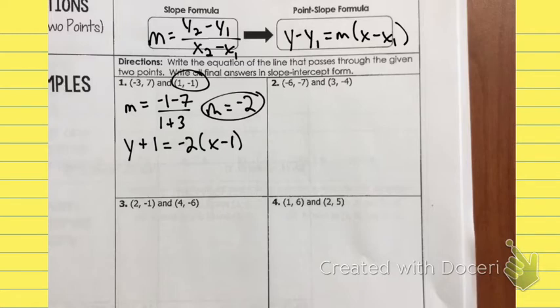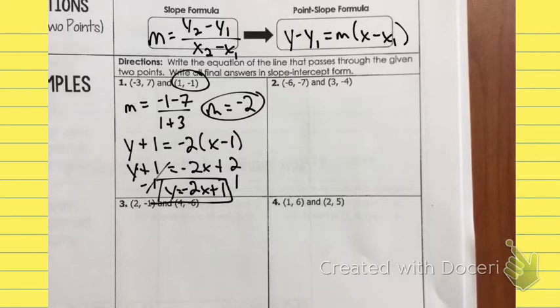I know in this equation up here it has the x1, y1. That doesn't mean you have to use the first point. It works for any point. You choose the point. That's fine. So I distribute. I get y plus 1 equals -2x plus 2. And I isolate my y to get y equals -2x plus 1.